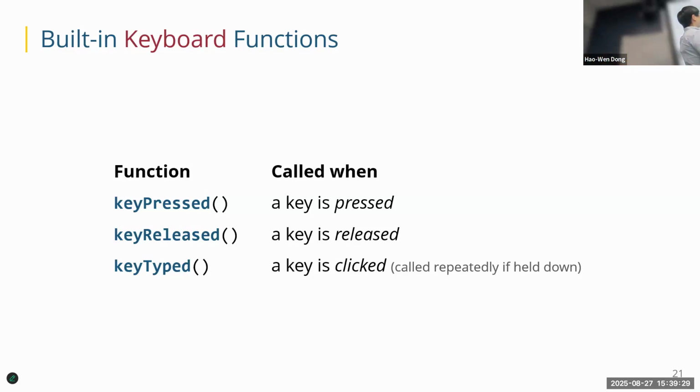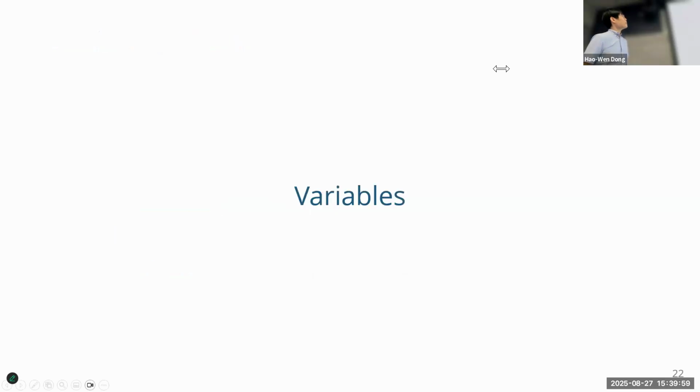So keyPressed is when any key is pressed. keyReleased, when any key is released. keyTyped, the key is clicked, and the code runs repeatedly if you hold it down. So if you press it and don't release it, it will keep running this part. So these are just some of the ways that you can detect keyboard inputs. But next slide, we will talk about how you actually detect which key is being pressed. It's a little bit more complex.